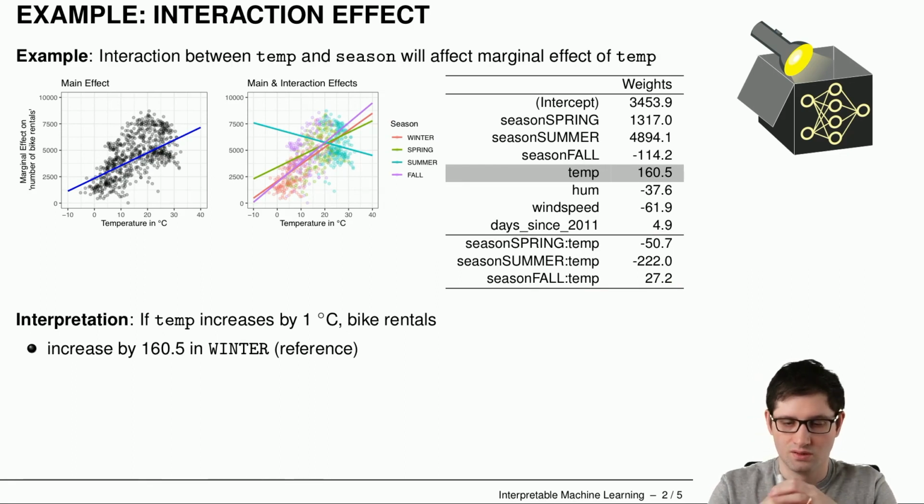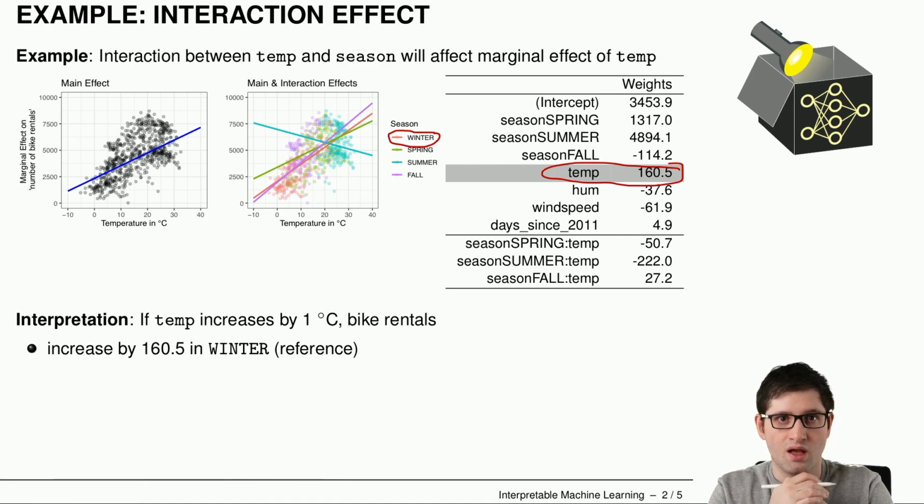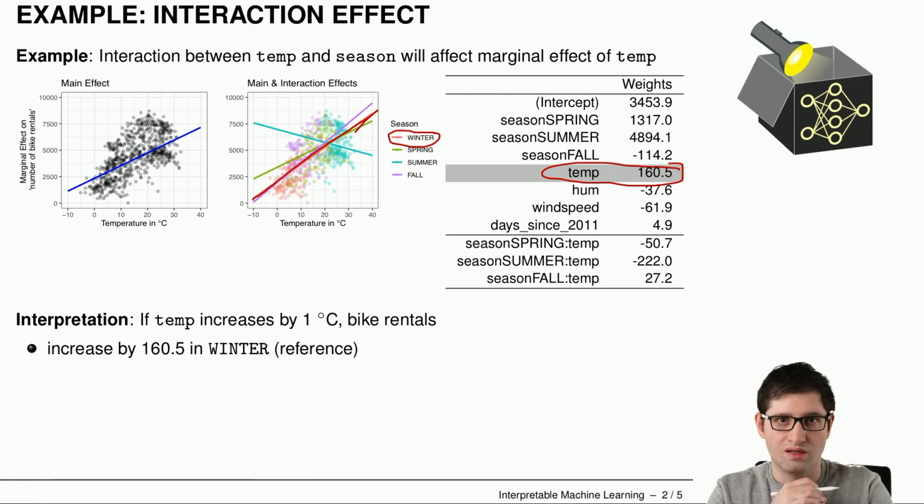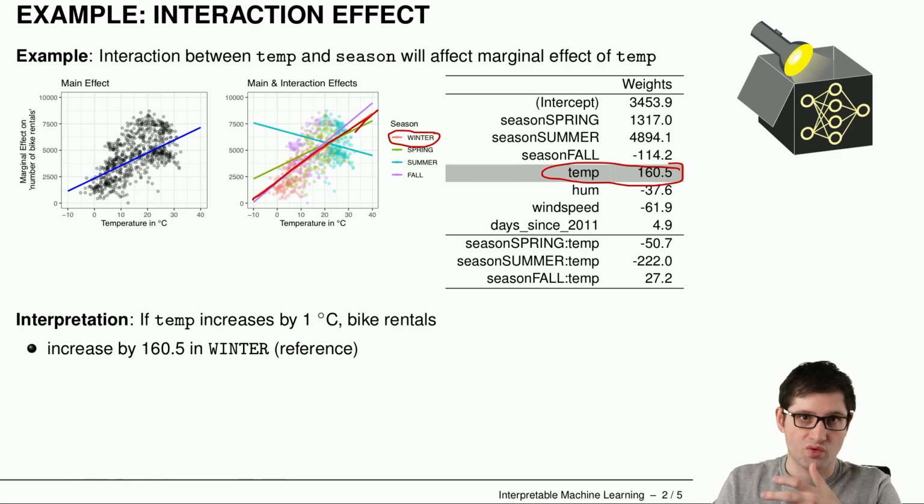Here, since we have the winter category selected as the reference category, the interpretation of the coefficient that is estimated for the temperature feature, which is this 160, refers to the marginal effect of the temperature only in the season winter. Meaning that if we look at this line here, which is this linear model for the winter season, it tells us how the temperature affects our target or number of bike rentals. So if temperature increases by 1 in winter, the number of bike rentals increase by 160.